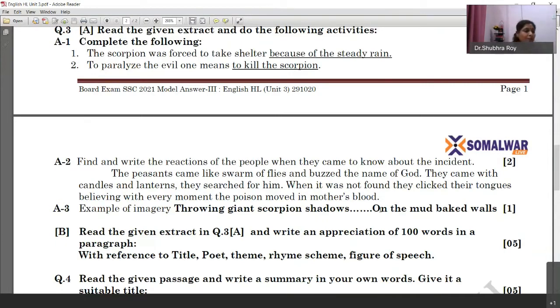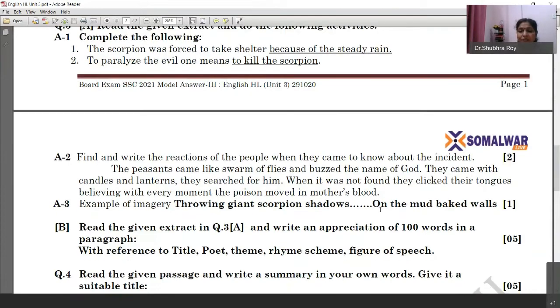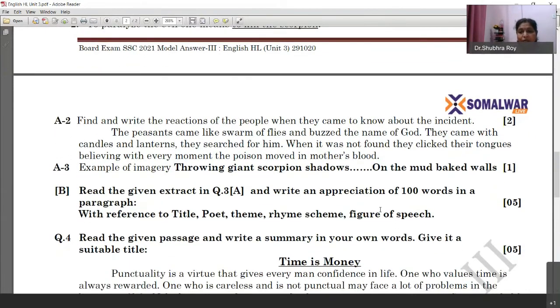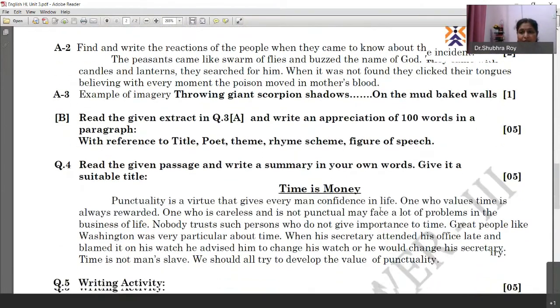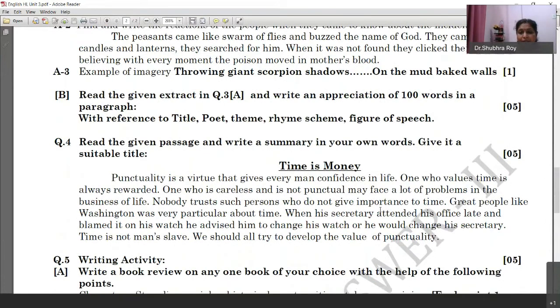Then question number 4 is: read the given passage and write a summary in your own words. Give it a suitable title. In all the interactions I have always been telling you how to write a summary. I don't think I need to tell you anymore. Yet if some students have missed the previous interaction videos, let me repeat. You are expected to write a summary in one single paragraph, 30 to 35 words, including only the key points from the given extract, compiling the whole thing in your own language. And the fifth point is do not copy lines directly from the given passage.